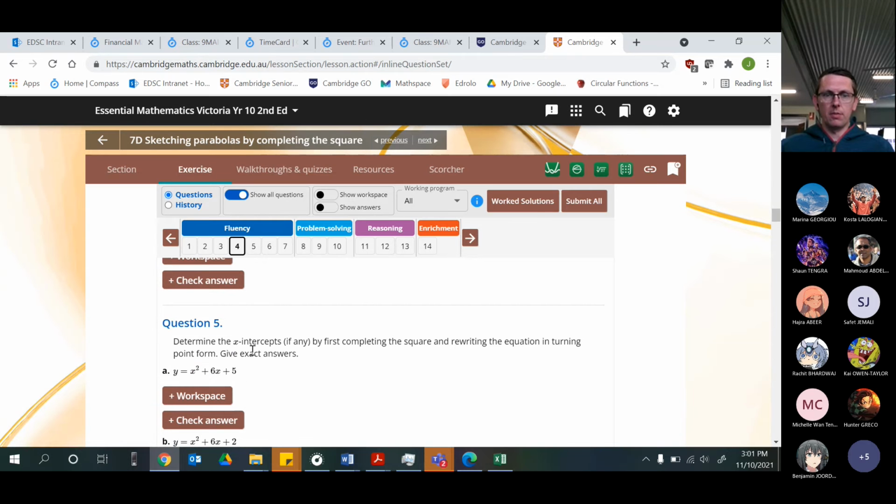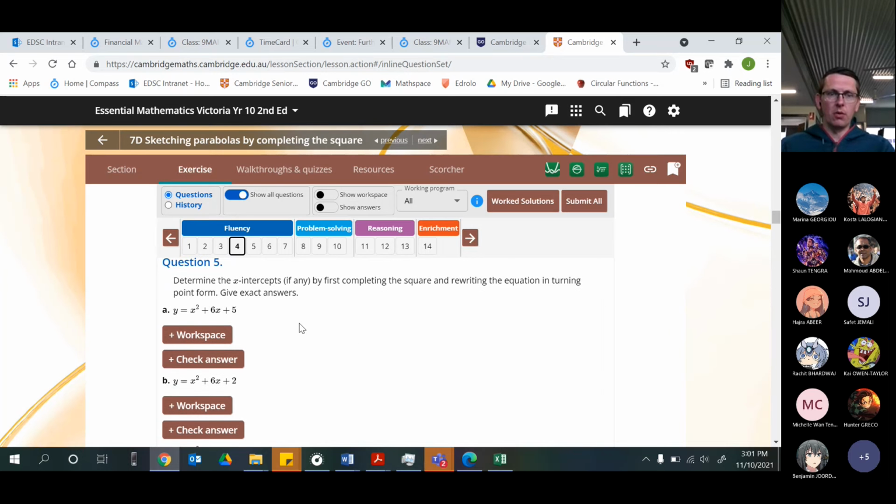Then what you'll need to do is determine the x-intercepts by first completing the square and rewriting the equation into turning point form. So this is the step we're going to revise for you guys.